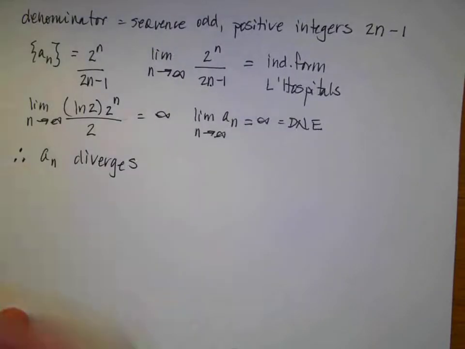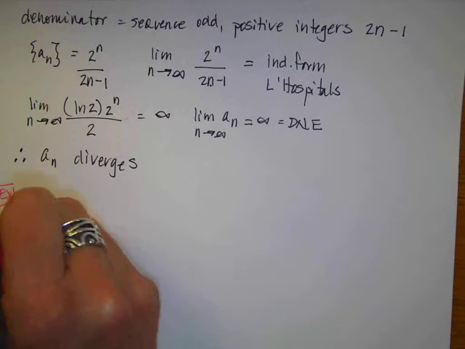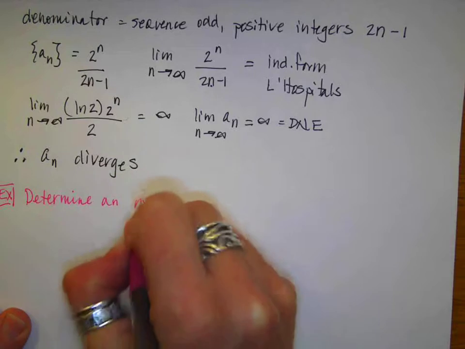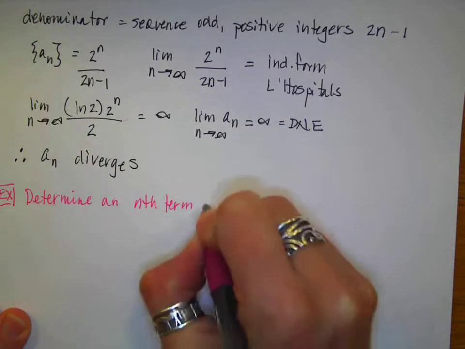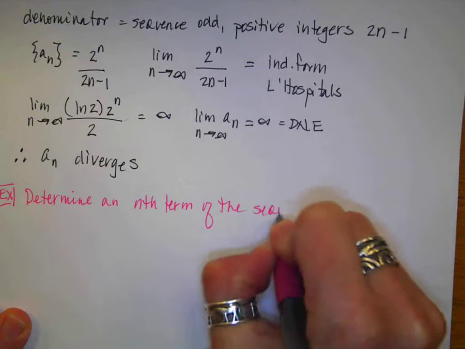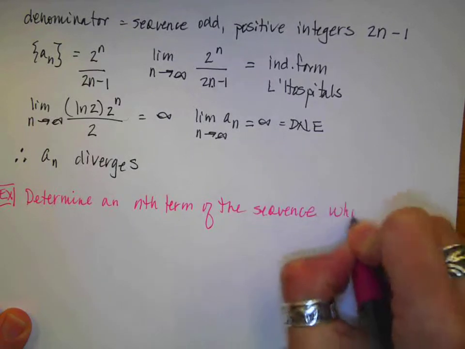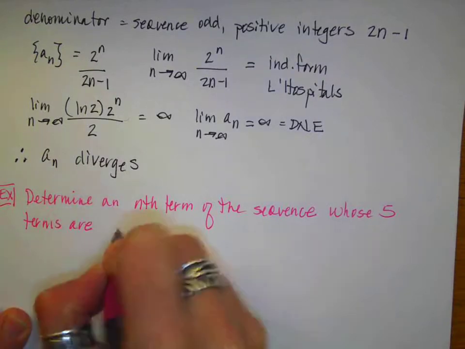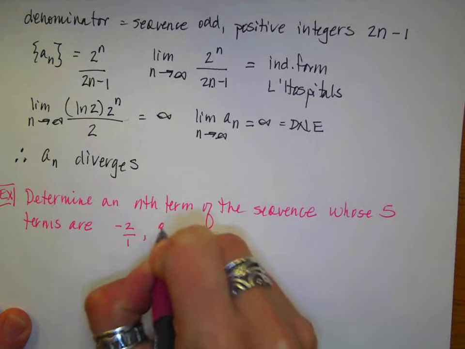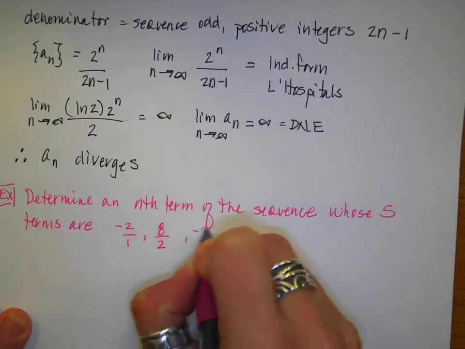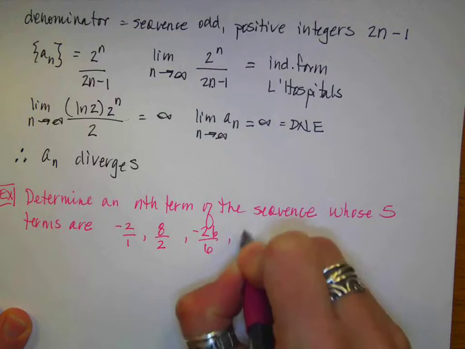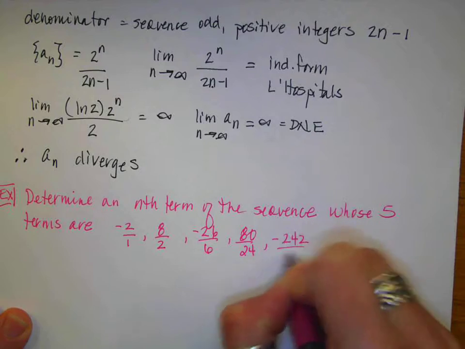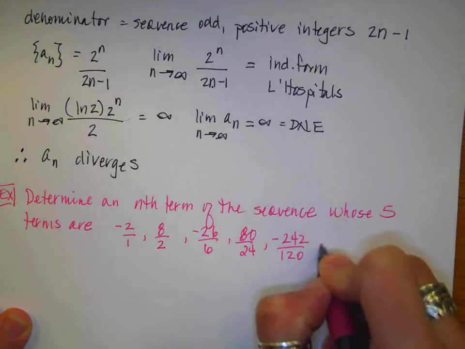Alrighty, let's do another example. And this one says determine an nth term of the sequence whose first 5 terms are negative 2 over 1, and then 8 over 2, and then negative 26 over 6, 80 over 24, and then negative 242 over 120.